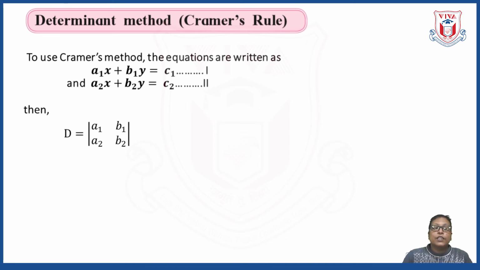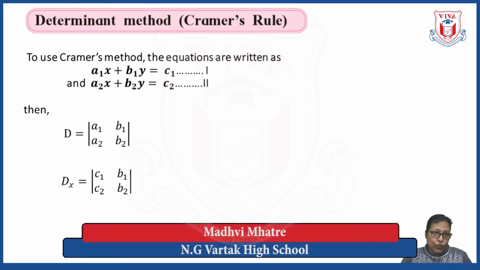Then afterwards, for writing the determinant Dx, we are going to make use of the right hand side. Since we are writing Dx, we are not going to think of coefficients of x. You will not take into consideration coefficients of x.